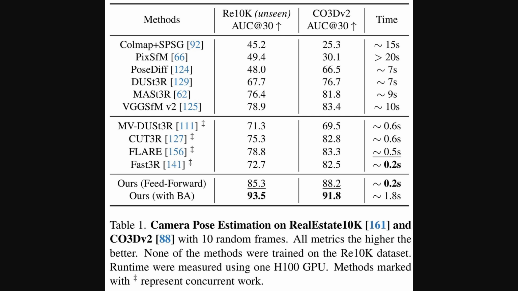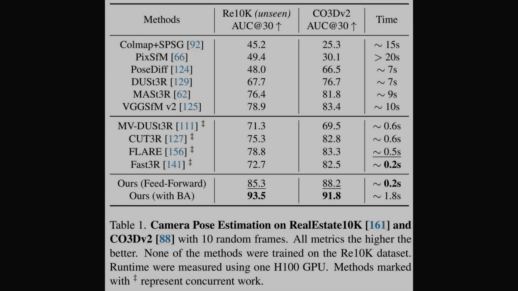If you add bundle adjustment post-processing to VGGT, the accuracy gets even better, up into the 90s, while still being faster than many competing approaches. It really shows VGGT is both accurate and incredibly fast at figuring out where the cameras were.